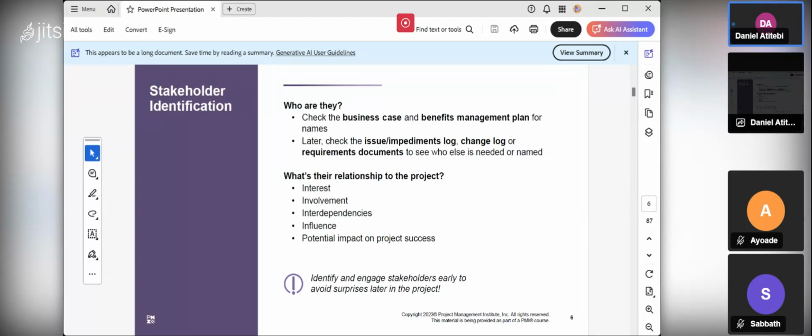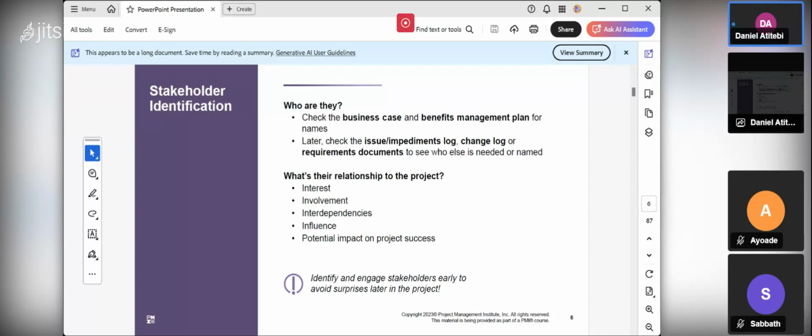Then also, you should know what their relationship to the project is. When you say relationship, you are talking about what their interest in the project is. Would they be involved in the project? There are some stakeholders that will be actively involved in your project. So you look at their interest, their involvement in the project, and the interdependencies, especially when you are managing more than one project. So you can see the stakeholders in project A and the stakeholders in project B.